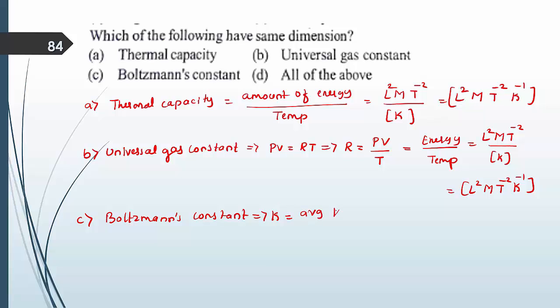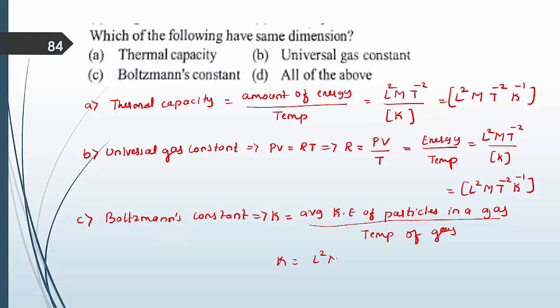Average kinetic energy of particles in a gas divided by temperature of gas. This is what Boltzmann's constant is. K equal to kinetic energy over temperature. Energy means again the equation L square m T raised to minus 2, divided by temperature, which is Kelvin. So we will get again L square m T raised to minus 2 K raised to minus 1.